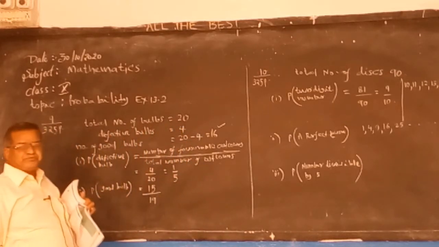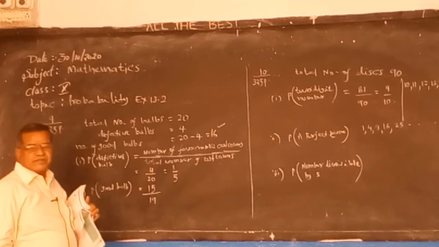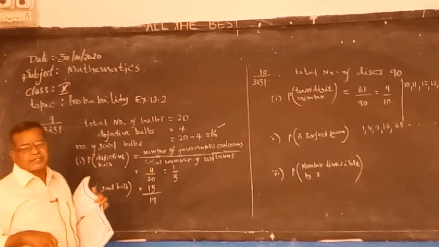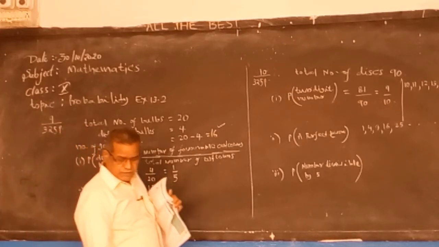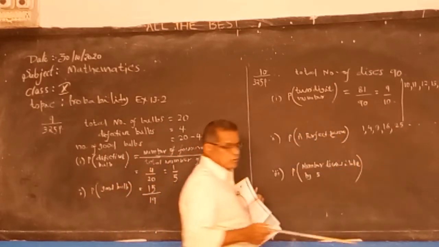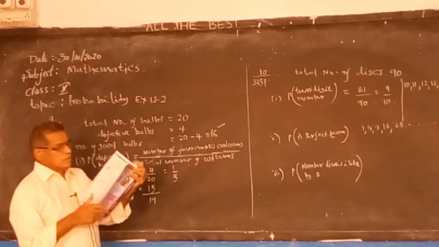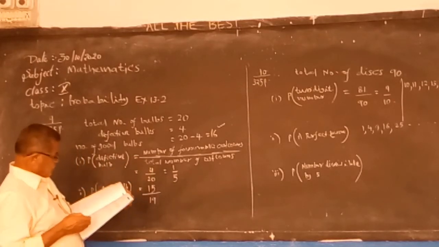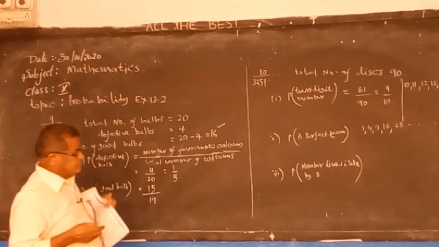Up to 9. 9 squared is 81. 10 squared is 100, which is not there. The total number of pieces is 90, so 10 won't come. We get only 9. So that is 9 by 9.